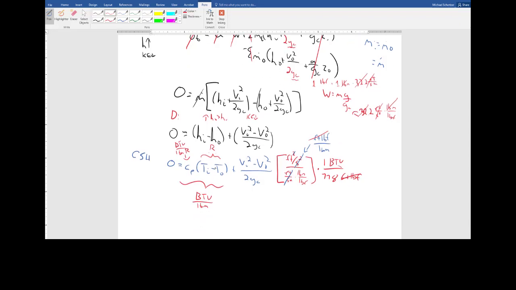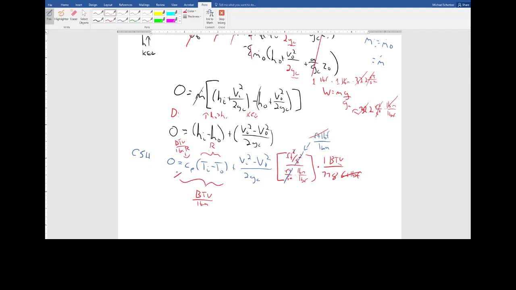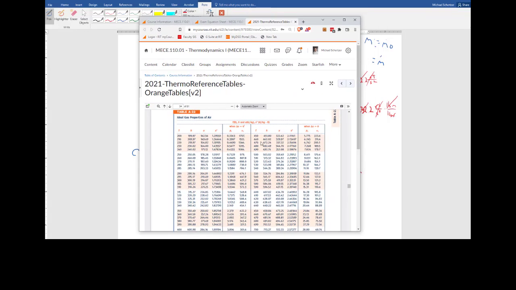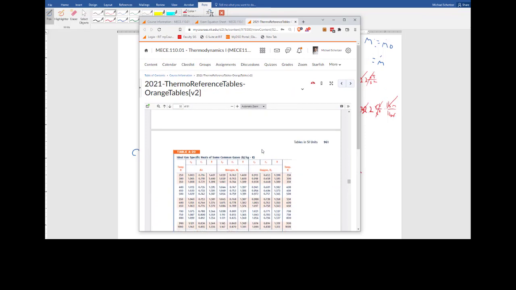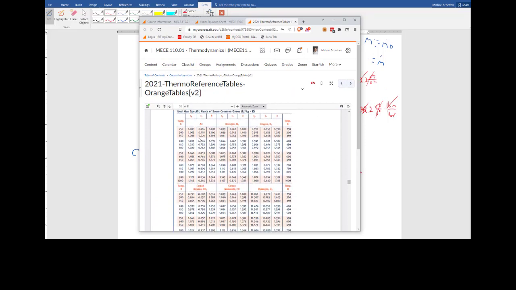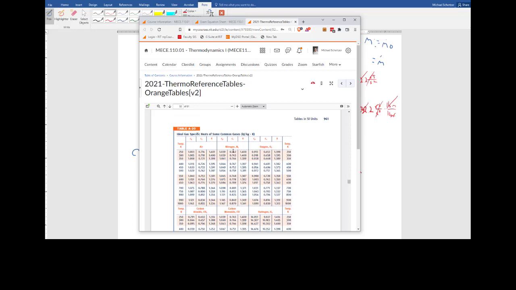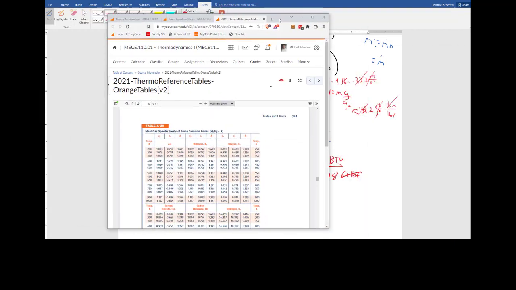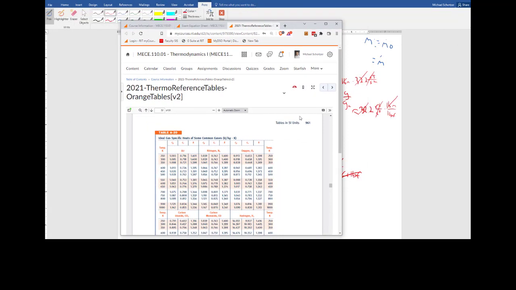And then you have to look up Cp. If I was looking up Cp, I would go back to that table A20. It's nitrogen. So I would just pick, I can't remember what temperature they gave us. They gave us the one temperature. Was it 300 or something?